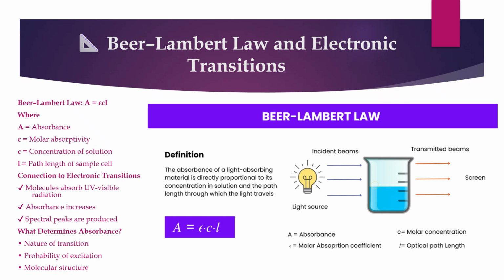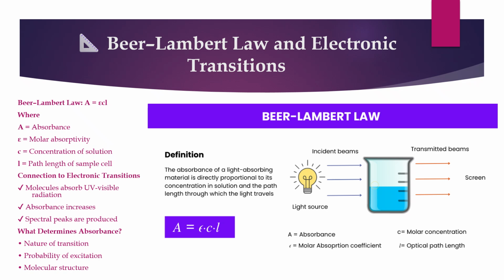The image shows UV visible radiation passing through a sample solution placed inside a cuvette. When this radiation interacts with molecules, electrons absorb energy and undergo electronic transition. Because some radiation is absorbed, the intensity of transmitted light decreases. This decrease is measured as absorbance. The amount of absorbance depends on the type of transition occurring.